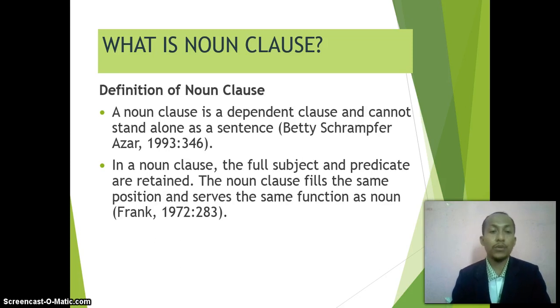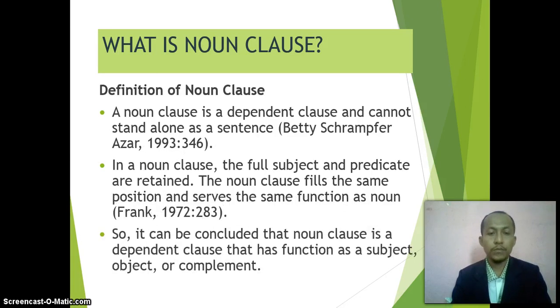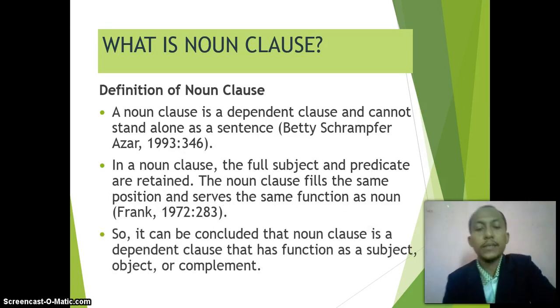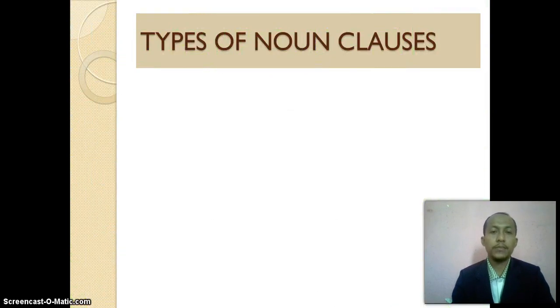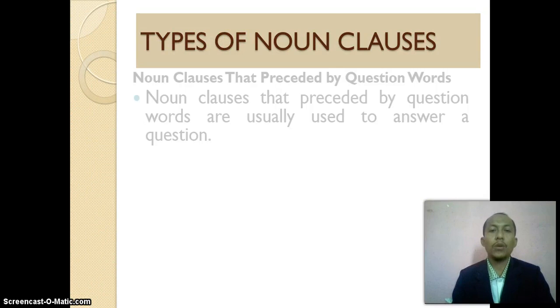In Frank's book, it can be concluded that a noun clause is a dependent clause that has a function as subject, object, or complement. So, a noun clause can be a subject, an object, or a complement in a sentence. Okay, types of noun clause.